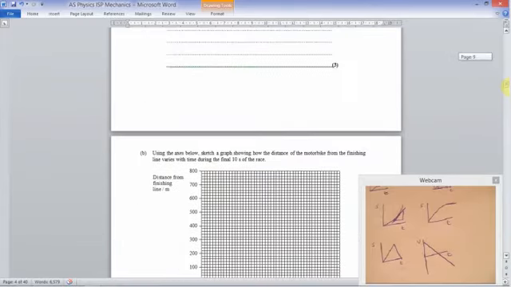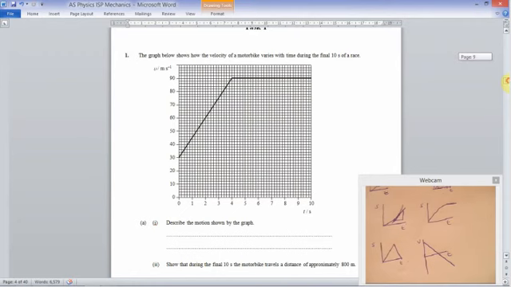Here we go. Question 1. We've got a graph over here of a motorbike in the final 10 seconds of a race. It's a velocity-time graph, so you've got to remember ideas about velocity-time graphs. Describe the motion shown by the graph. Well, you can see it's accelerating to begin with, and then it goes at a constant speed.